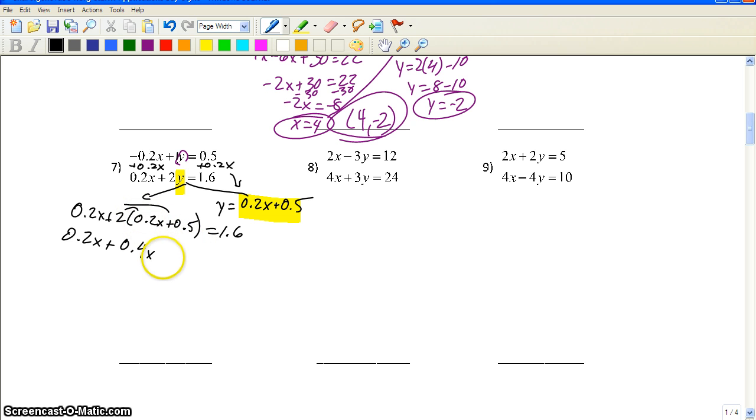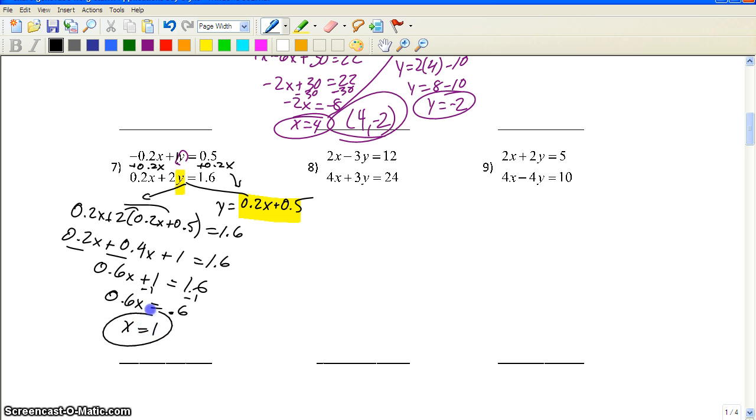0.4x when I distribute it, plus 1 equals 1.6, and then 0.6x plus 1, combining the like terms, this guy and that guy. Then we subtract 1 from both sides, so 0.6x equals, subtract 1 from both sides. So I'm going to get 0.6, and we get x equals 1. We're not done. Substitute that back into the original.